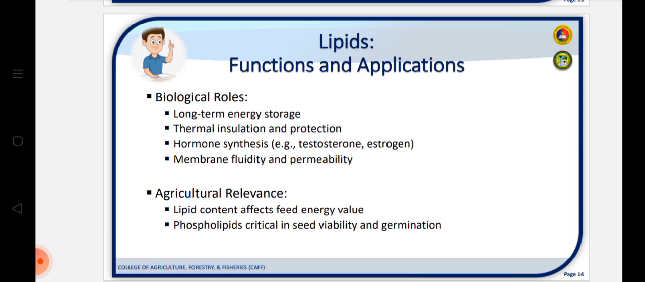In terms of agricultural relevance, lipid content directly impacts productivity and quality. For example, we have feed energy value, wherein lipid-rich feeds offer higher caloric density, improving growth rates and feed efficiency in livestock. Then we have seed viability and germination, wherein phospholipids are essential for maintaining membrane integrity during seed storage and early growth stages. Their composition can influence germination success and seedling vigor.